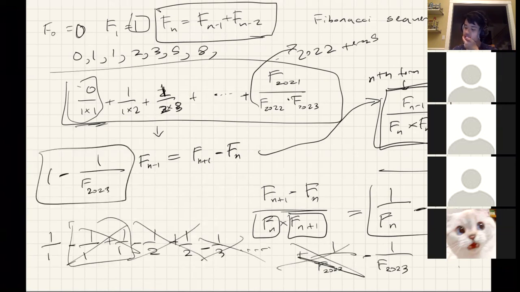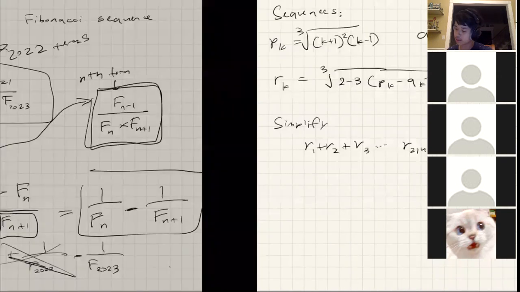You might have noticed that the first term is actually 0, so technically you can erase it and it wouldn't even matter. But anyways, on to the next problem.